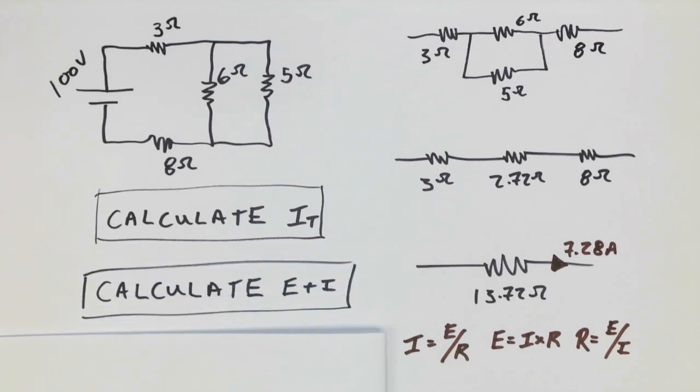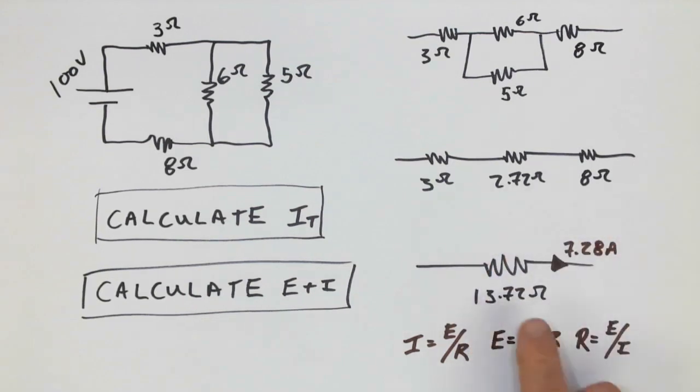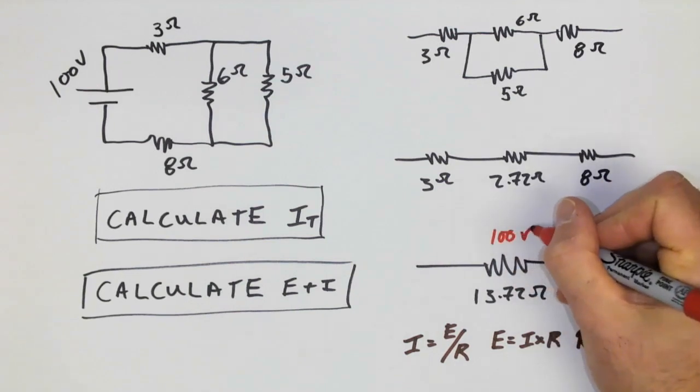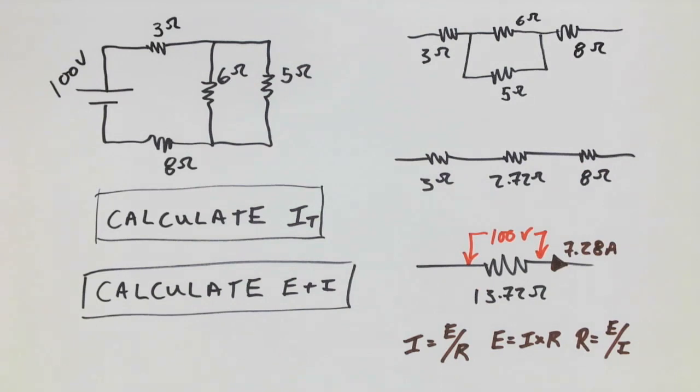Well, we now have to calculate all of the individual voltages and currents. How do we do that? I would say first, let's fill out all the information for this lowest single chunk of resistance. What's the voltage across it? Well, it's actually 100 volts. So we've got 100 volts, 7.28 amps.